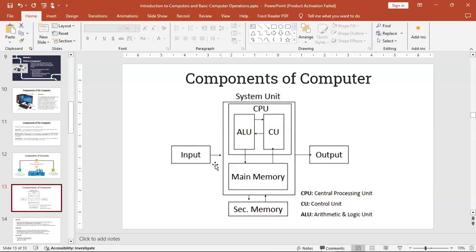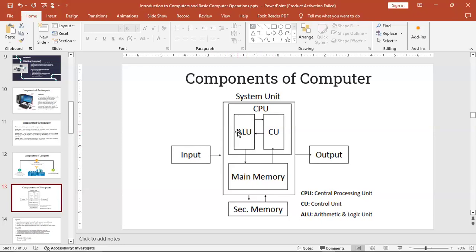I want you guys to look at these arrows. Please pay keen attention to these arrows. You see that the arrows interchange. So what does that tell us? That they work hand in hand. If a component here is removed, then you will not get the desired result.